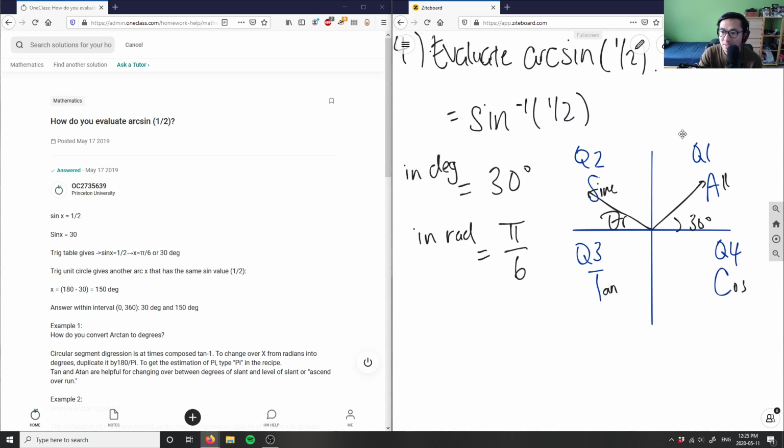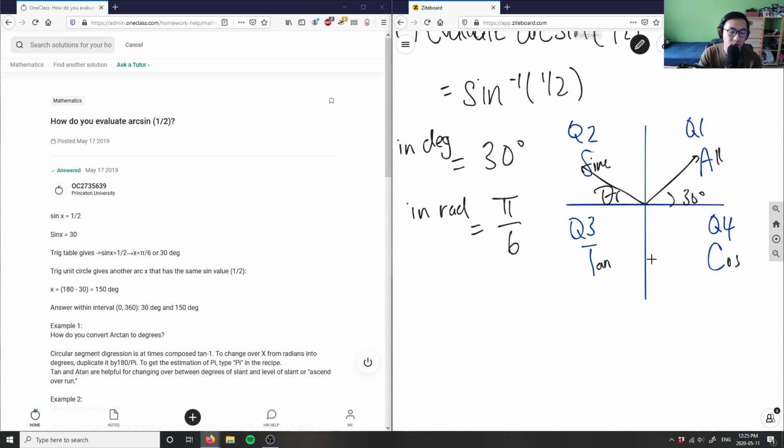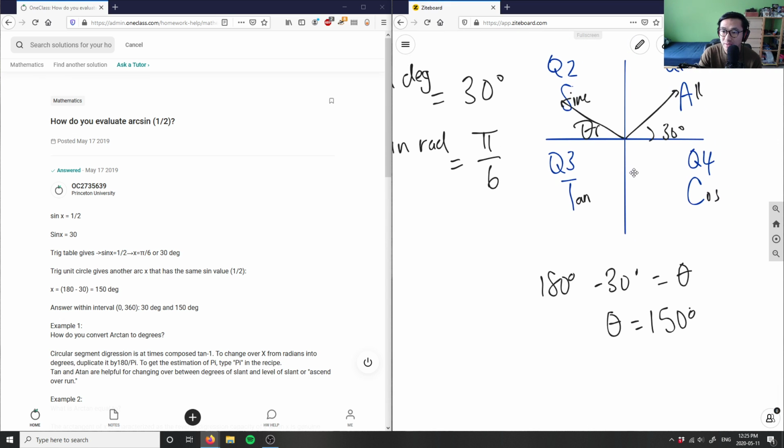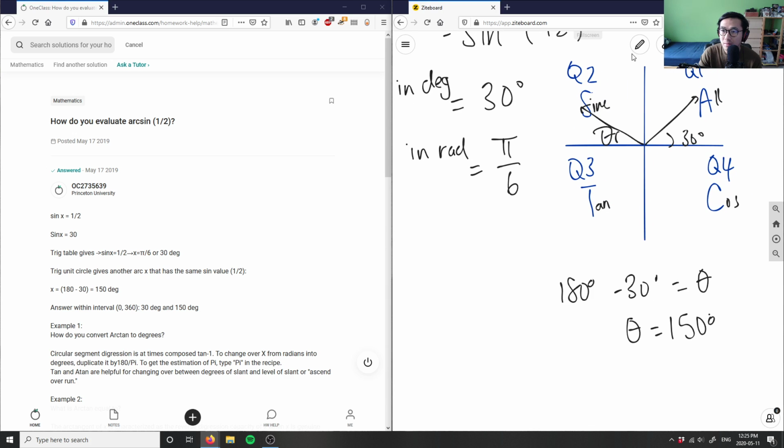If I want to find this solution, using simple geometric identities, a straight line is 180 degrees. We can subtract 30 degrees from that to get theta, so theta here would simply equal 150 degrees. This here is in degrees.